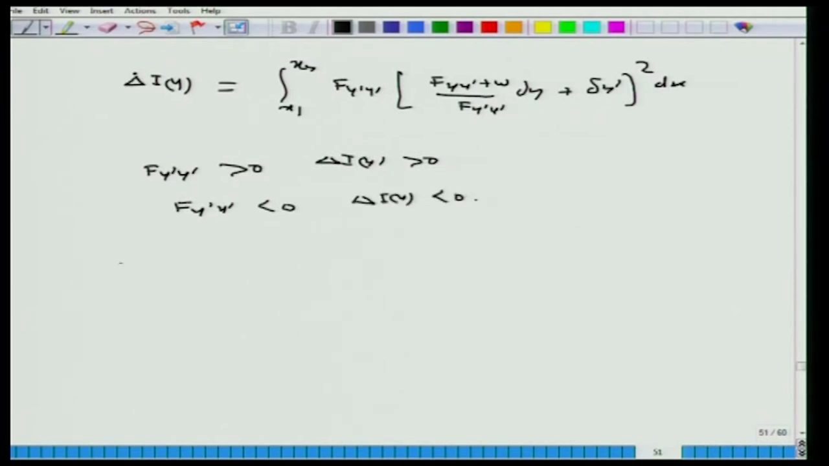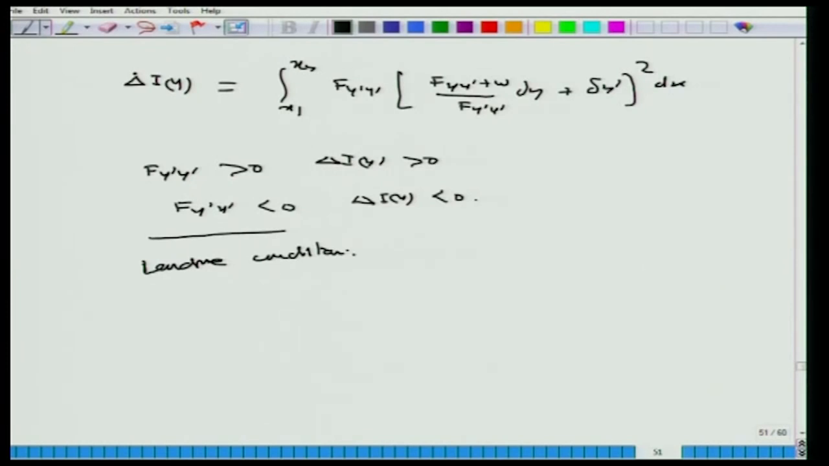And so, this condition, f y prime positive, is actually called the Legendre condition. These conditions are called Legendre conditions.